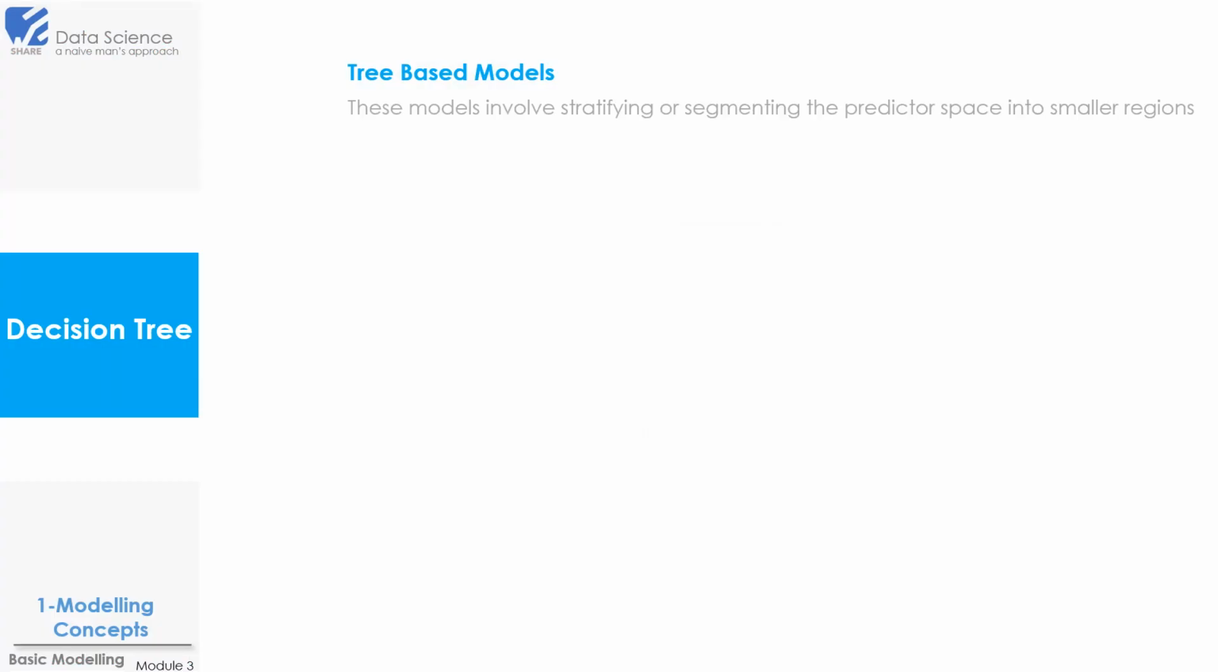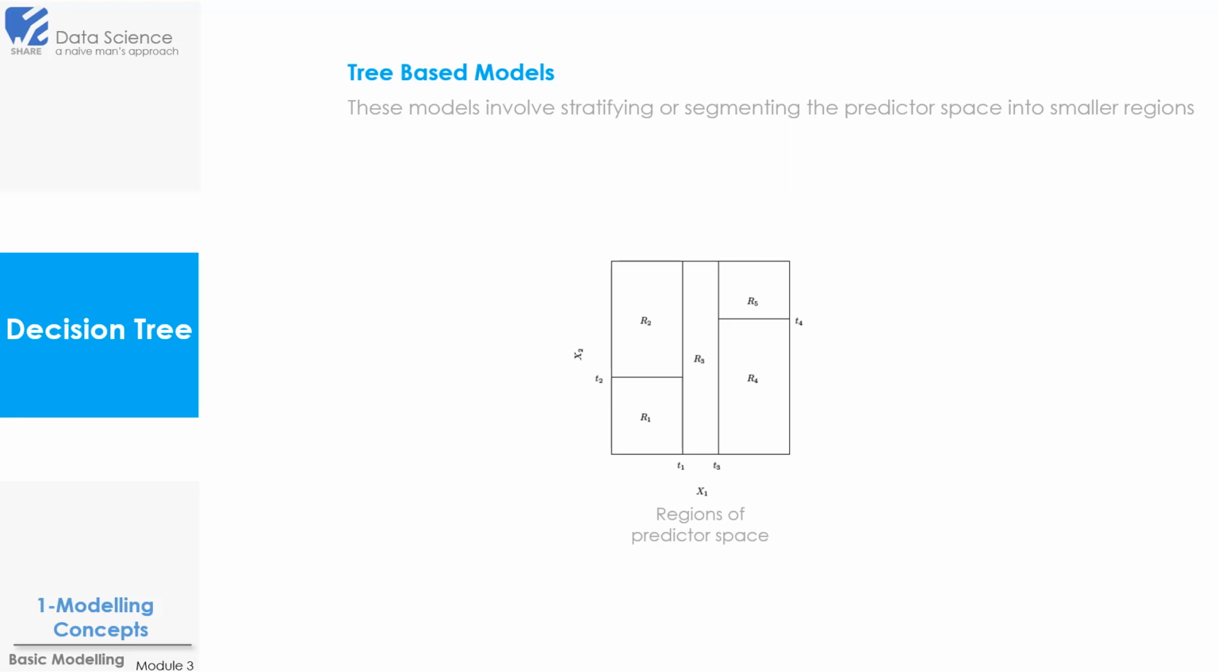So the tree-based models involve stratifying or segmenting the predictor space into smaller regions. As shown here, this involves segmenting the predictor space into a number of simple regions. For simplicity, we keep these regions rectangular. So tree-based methods are simple and useful for interpretation. They can be used for classification as well as regression.